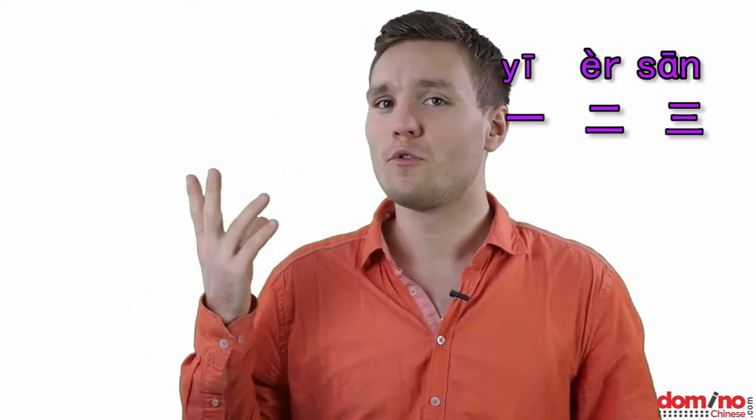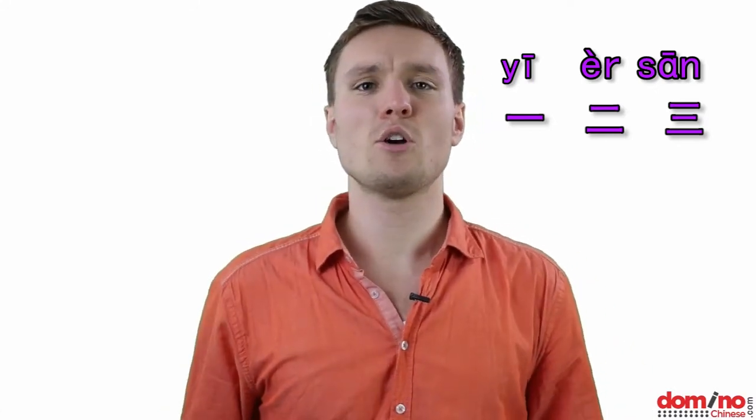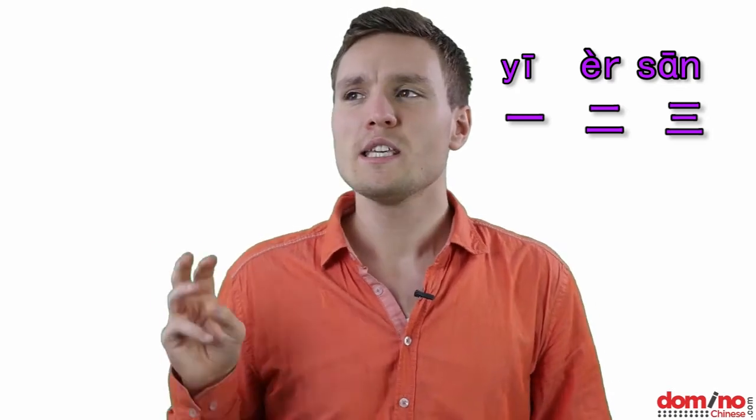Yī, èr, sān. So in written form, they would look like this. But in spoken form, let me say this again now. In spoken form, they will sound like this. Let me do this slowly and then quicker. Yī, èr, sān. Yī, èr, sān. You'll hear this a lot because this is obviously 1, 2, 3. Very common in Chinese. Yī, èr, sān. Read together with me, please. Read together with me. Wonderful.